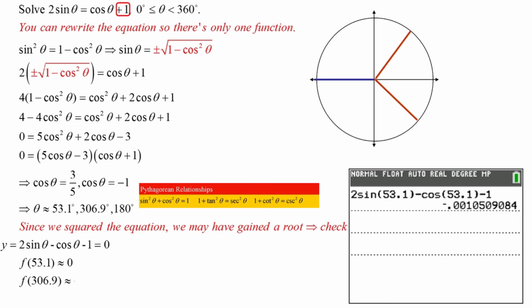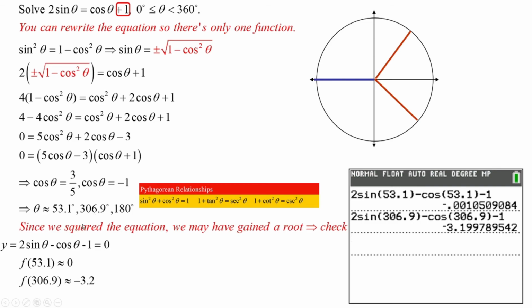All right. Make sure when you punch this out, this is what you're looking at: 2 times sine of 306.9 minus cosine of 306.9 minus 1. And I'm hoping I get approximately 0. Ooh, negative 3.199 dot dot dot. So that's approximately negative 3.2, and I needed a 0. So that 306.9 is not a valid solution.